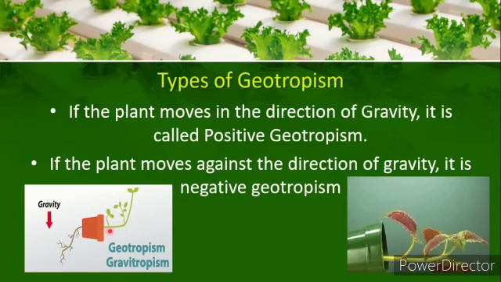And coming to your shoot or the stem, here you can see it is moving towards the sunlight. It's moving up, so it's growing against the gravitational pull. It is not moving towards the ground. It is behaving against the gravitational pull. Here you can see in this diagram how it is trying to move away from the gravitational pull. So these are the two types of geotropism.